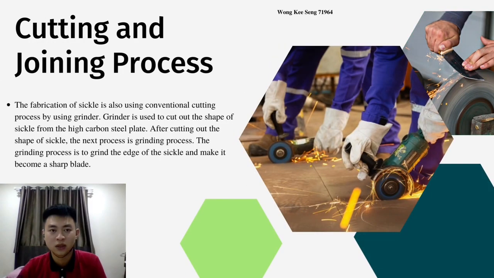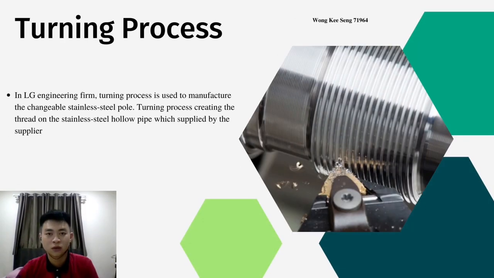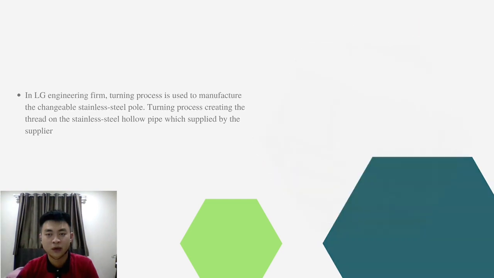The fabrication of the seeker also uses a conventional cutting process by using a grinder. The grinder is used to cut out the shape of the seeker from the high carbon steel plate. After cutting out the shape of the seeker, the next process is the grinding process. The grinding process is to grind the edge of the seeker and make it become a sharp plate. In Yaoju Engineering Firm, the turning process is used to manufacture the changeable stainless steel pole. The turning process creates the thread on the stainless steel hollow pipe, which is supplied by the supplier.